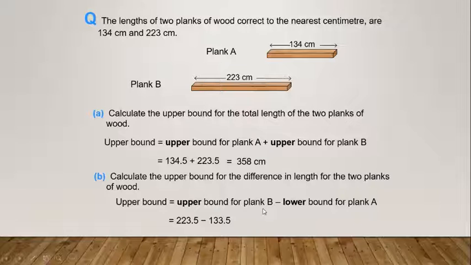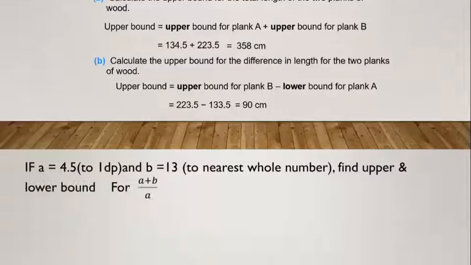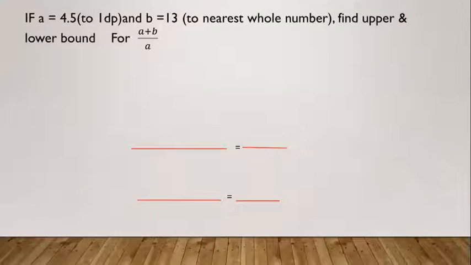And here we go. So the upper bound is 223.5 and the lower bound for plank A is 133.5. And here we get the upper bound for the difference in length of the two planks as 90 centimeters. Understood, children? Rewind and watch if not understood. Very, very important concept. Okay, so let us take one last question and be attentive.